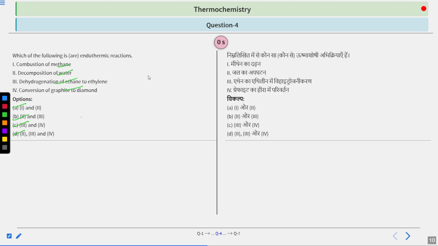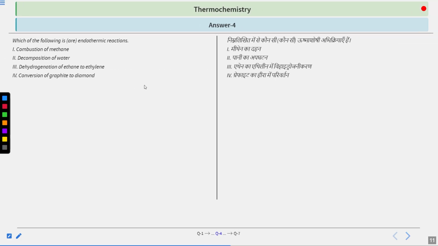So let us move to the solution part. So this was your question. For endothermic, it is very easy to see here that this is decomposition of water. Combustion of methane initially requires heat, and the product that is formed is CO2 and H2O. For decomposition of water, it will be H2 plus O2.